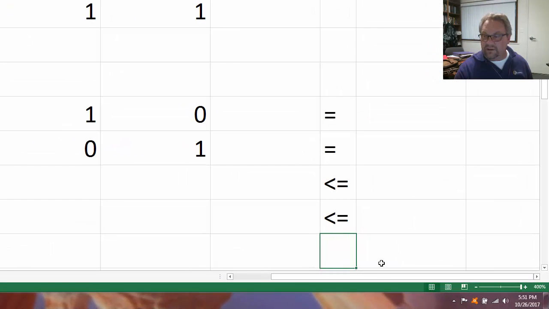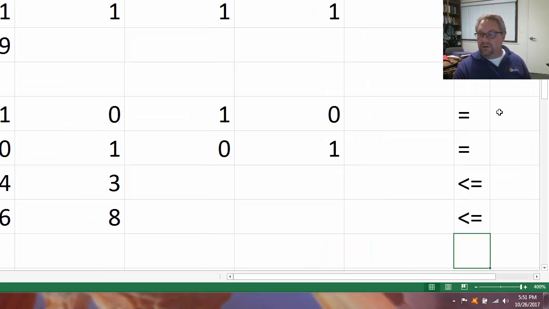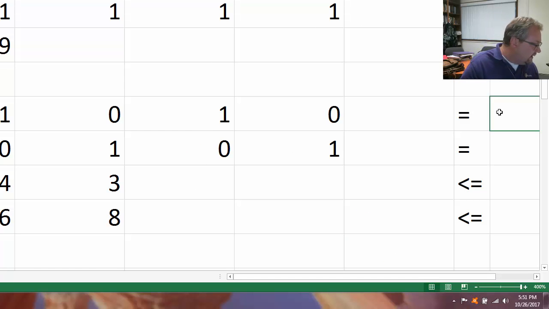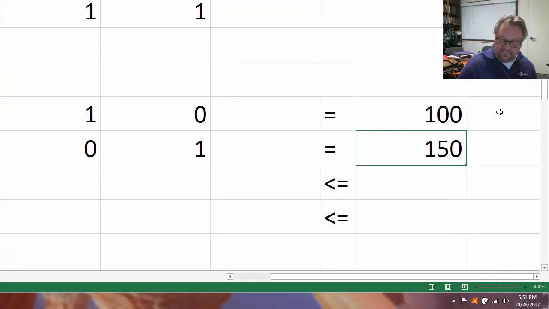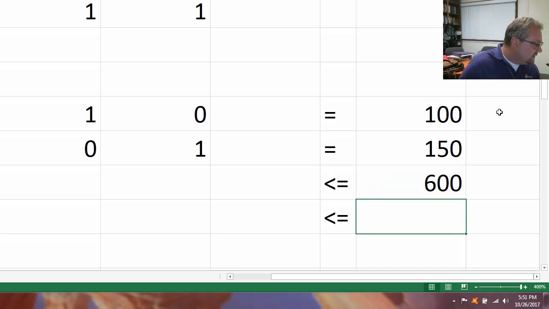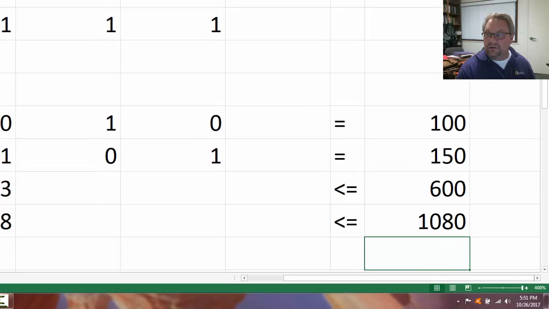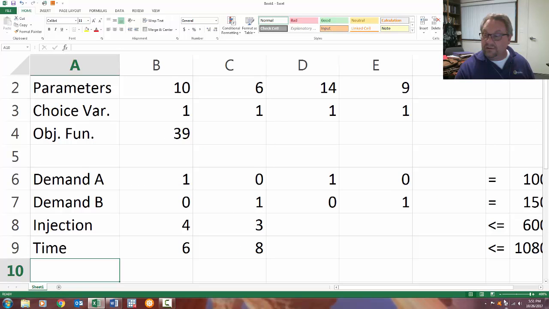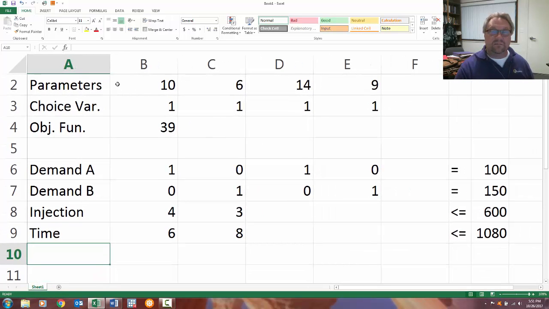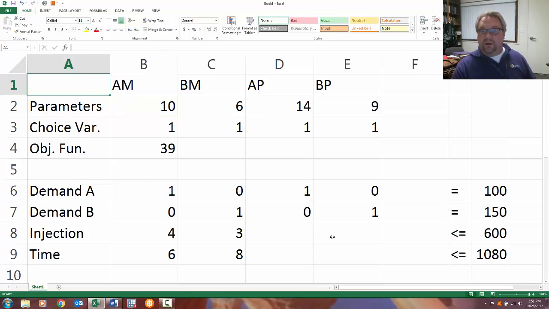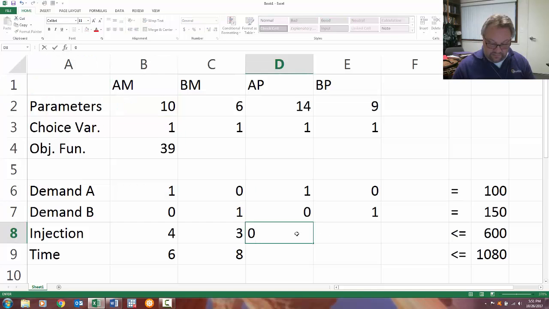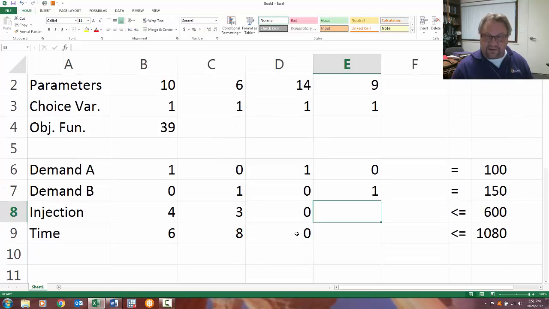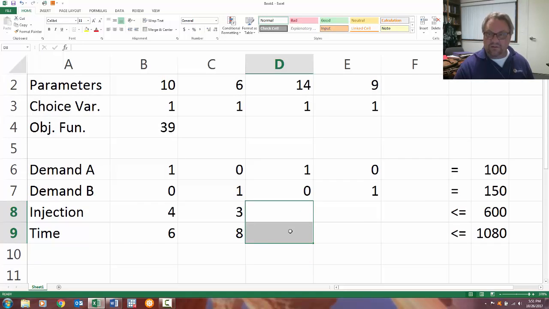Okay, so let me shorten that up. Okay, almost there. Demand for A, that was 100, 150. Injection molding time, I had 600 minutes, I think. And then assembly time, 1080. Shorten that up, see if that fits. Not quite. Well, there we go. Okay. So here's 0, 0. You don't have to put in the zeros. In fact, I'll just leave them blank. You don't have to put anything in there.